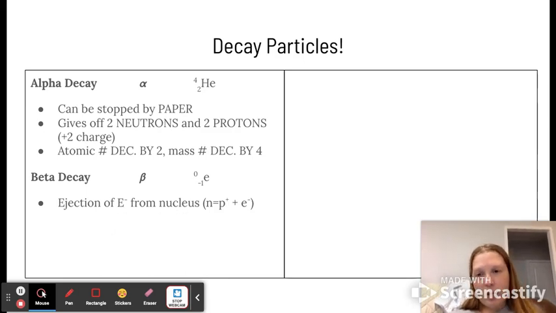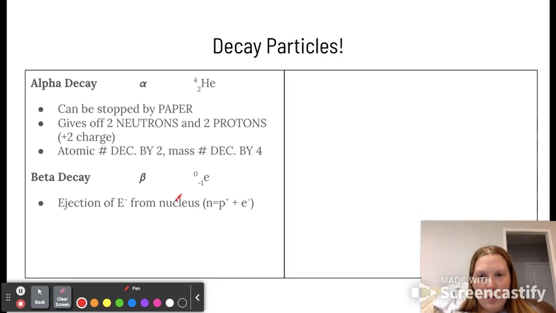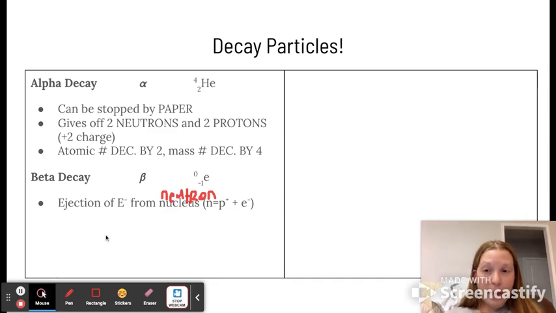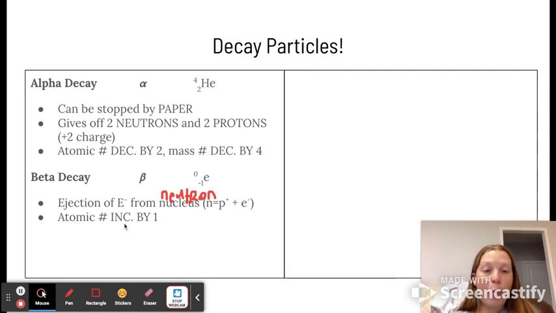And actually, this should say neutron. So I'm going to kind of write that here. So from a neutron. Because a neutron can be thought of as a proton and electron hooked together. And if you get rid of an electron, that means you have one more proton in your atom or in your nucleus. So your atomic number should increase by 1 from parent to daughter. And this can be stopped by aluminum or wood.